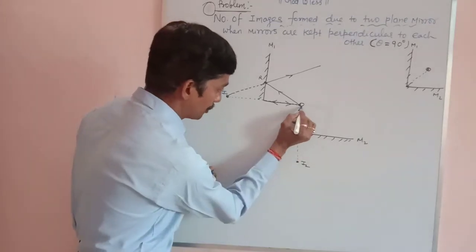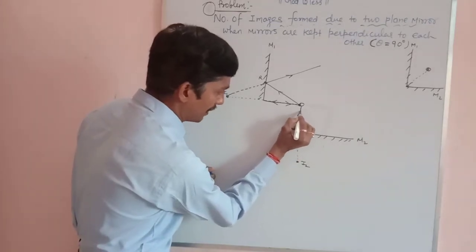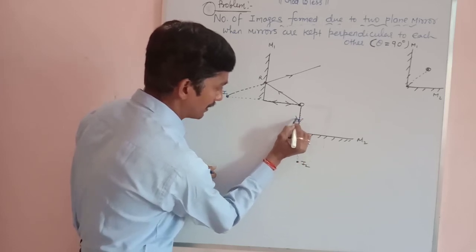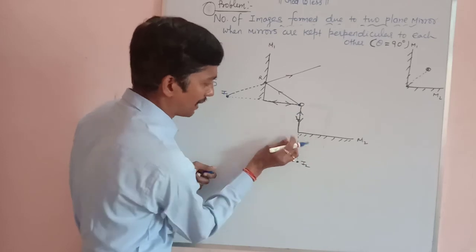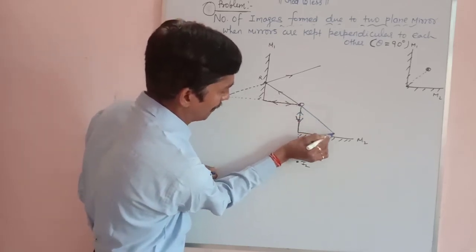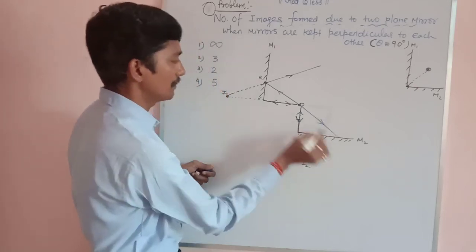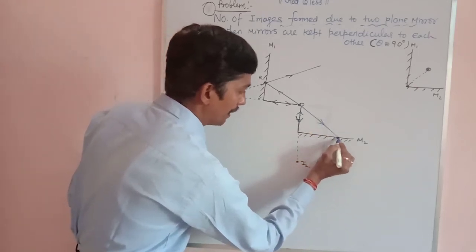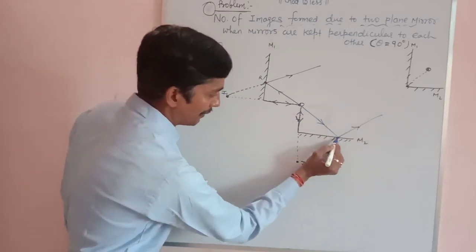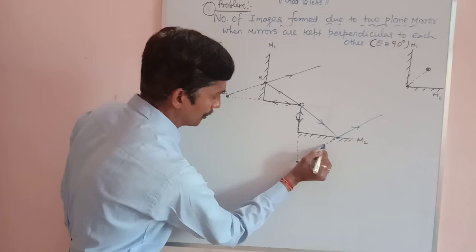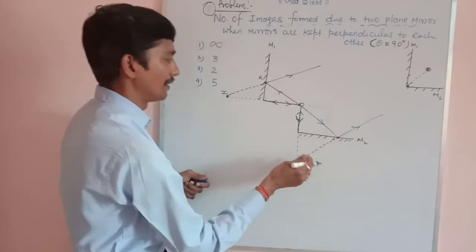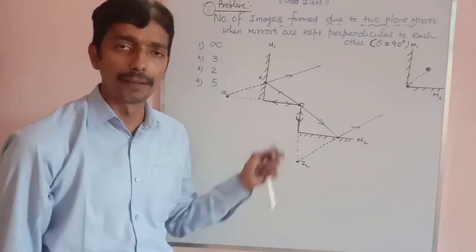Now the two ray will come from point object. One will be normal incident on plane mirror M2, which is normally incident and reflected back along the same path. Say another ray is incident here on mirror M2 at this point, which will be reflected here from mirror M2, and it will be produced inside the mirror M2, which meet at the point I2. You can see. I hope it is clear.